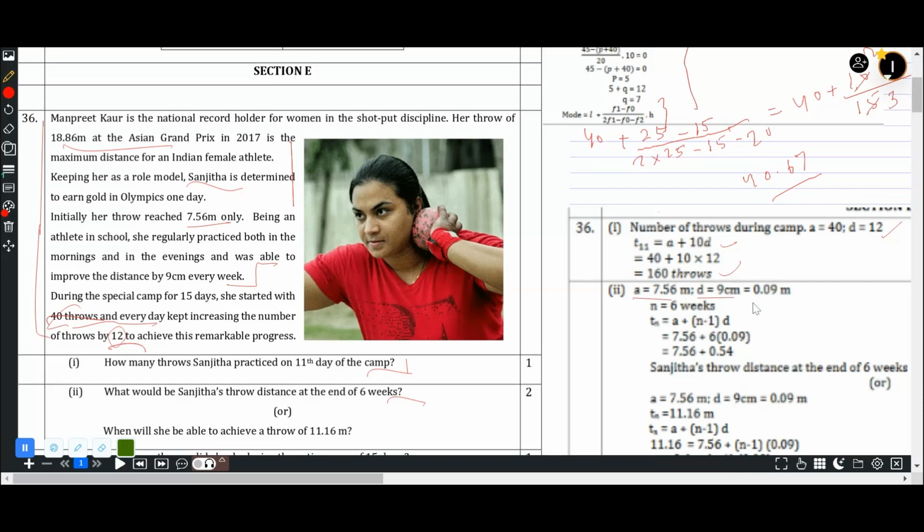Deviation is 9 centimeter, which is 0.09 meter. You have to convert everything into one unit, and the term is 6 weeks. So what is the throw at the end of 6 weeks?